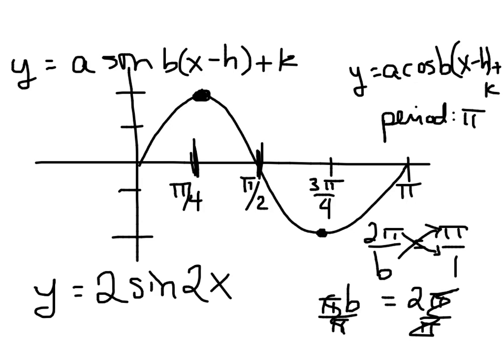What if I would have made the curve start here and go like this? Then it would have been a cosine curve because I started at the amp. Okay? I would have done everything the same. The only difference is instead of writing the sin, I would have written cos.